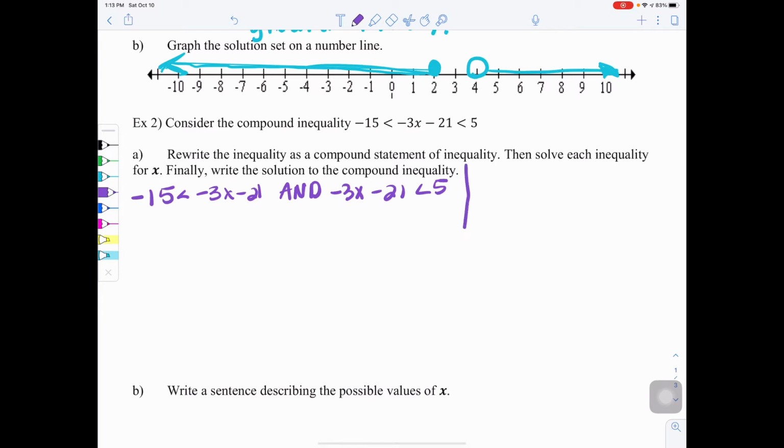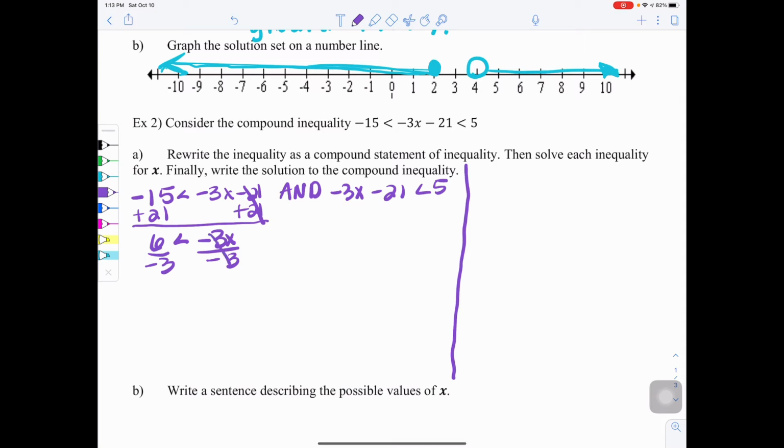I'm going to put a line here because we're going to solve these on one side, and then I'll show you the other way you can actually solve these on the right-hand side. So solving this one first, I'm going to add 21 to both sides because I'm trying to get x alone. This is going to give me 6 is less than negative 3x because the 21s are now gone. So now I'm going to divide by negative 3. I'm dividing by a negative. Make sure this symbol flips.